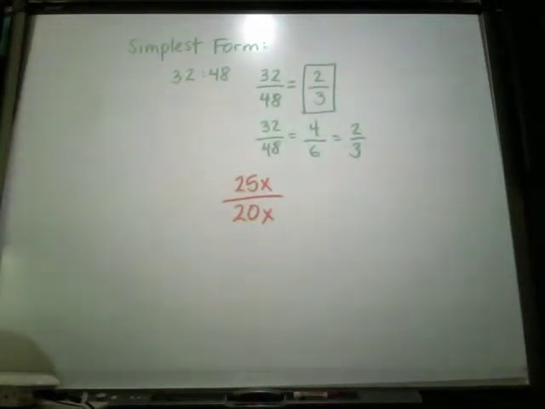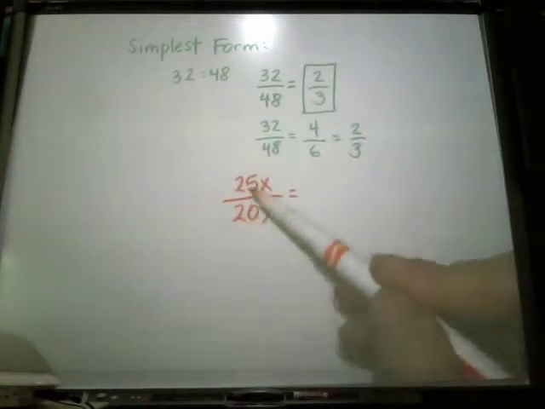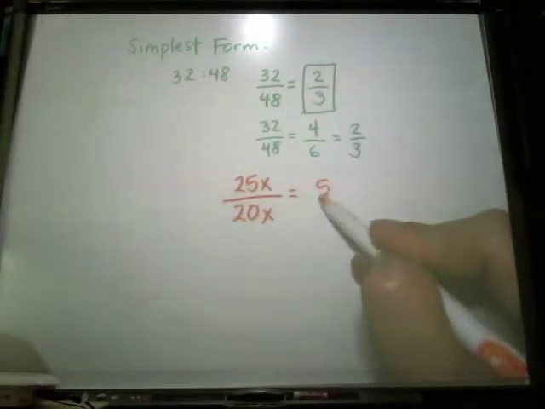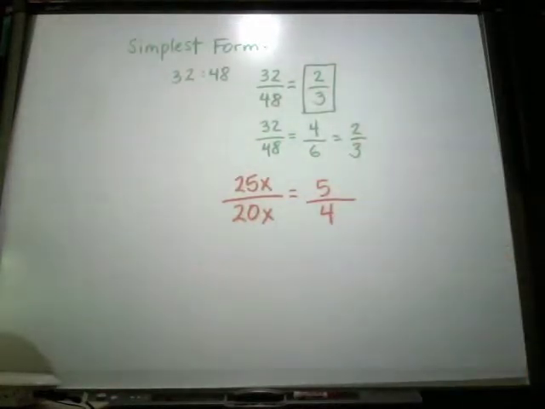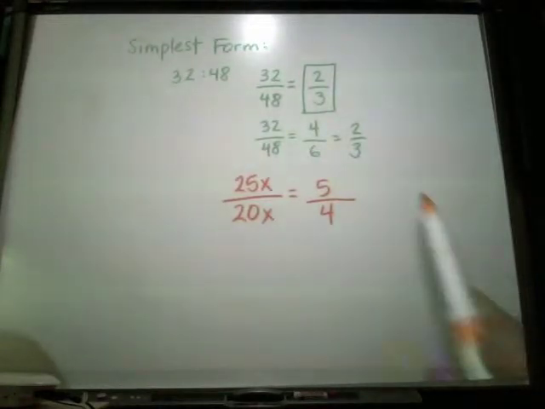CJ? Divided by 5x. Okay, so first, let's start with the 5. First of all, I could divide both these numbers by 5. And CJ mentioned the x. We could divide them both by 5x. If I do x divided by x, that's 1. 1 times 5 is 5.